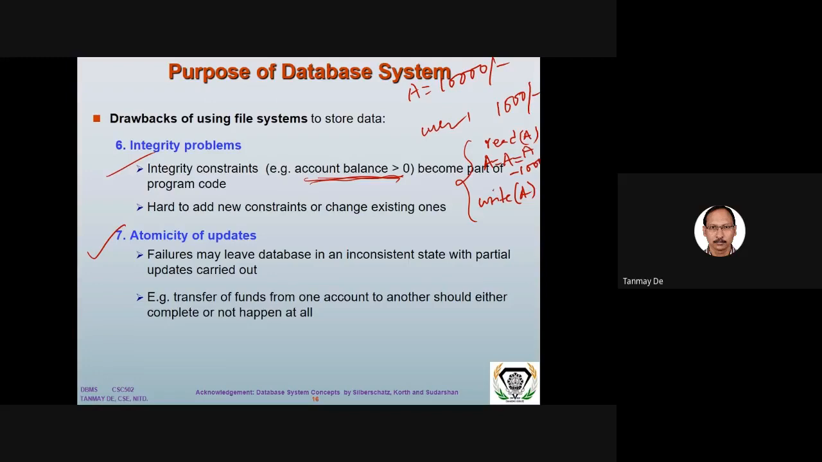What is the operation? User one withdraws 1000 rupees from the account A. So to do this task, this part of the code needs to be executed: read the account value, deduct the 1000 rupees from the account A, and finally write or update the account A. Up to that, is there any confusion or any question? Is it clear?